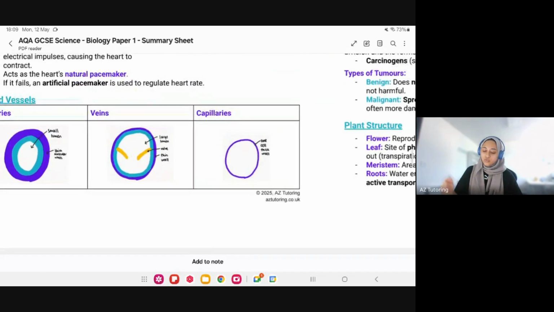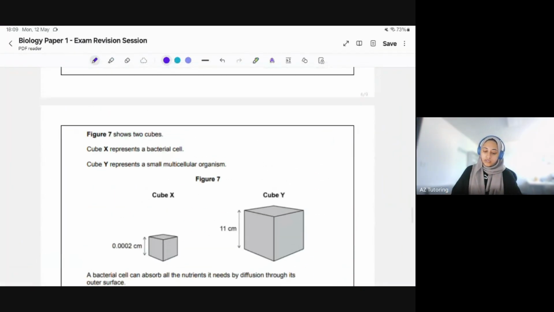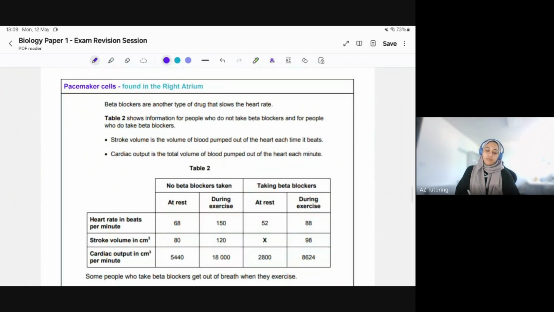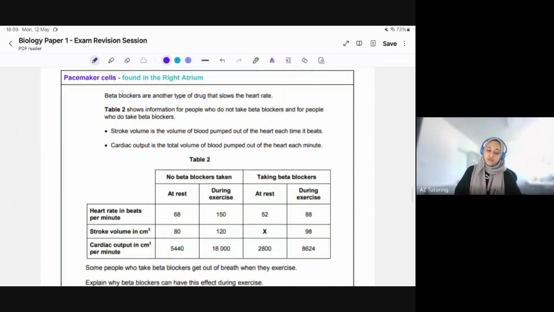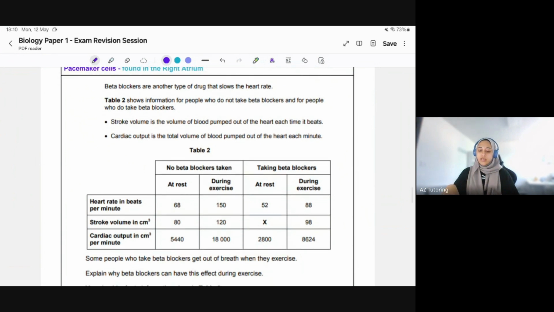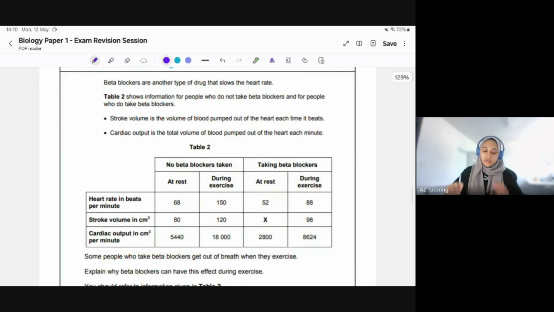Okay, and then capillaries are just one cell thick. Okay, let's find another exam question. Okay, pacemaker cells found in the right atrium, which we've already discussed. Okay, let's see this question. If you've got any questions related to any of this as well, ask in the chat. If not, we'll have some time at the end as well to go over some questions.